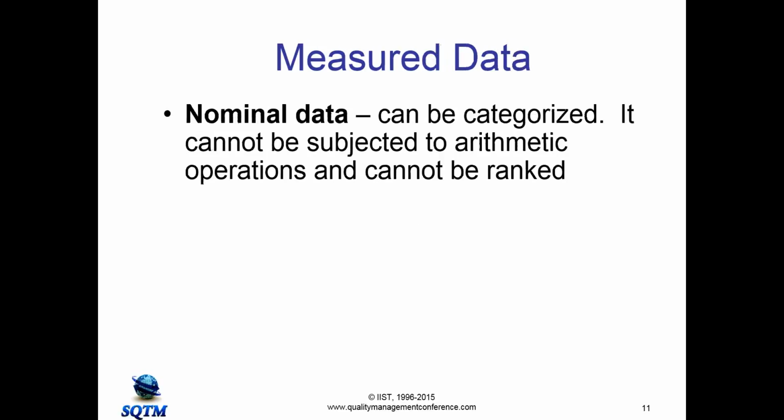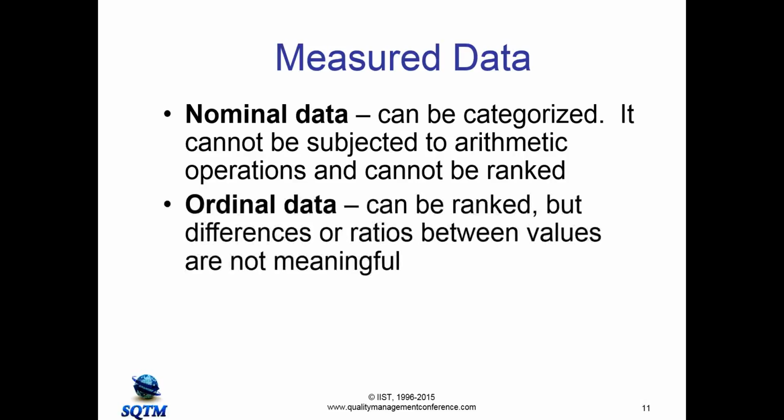So let's look at something else, is nominal data can be categorized. It cannot be subjected to arithmetic operations and cannot be ranked. So we can categorize data, but we cannot subject it to math, and it can't be ranked. It's just out there and categorized. Ordinal data can be ranked, but differences or ratios between values are not meaningful.